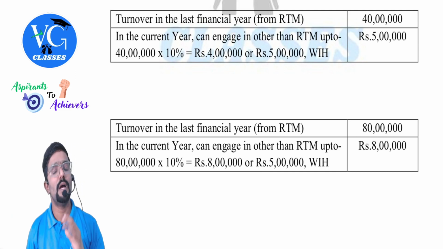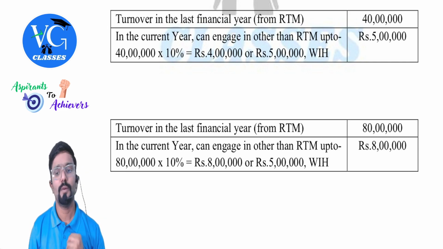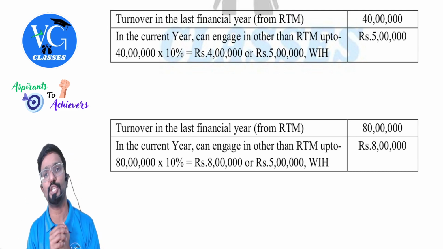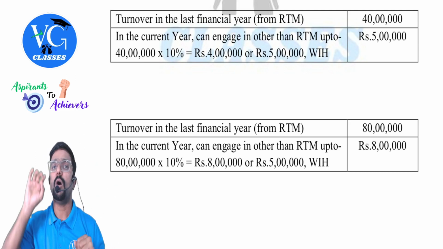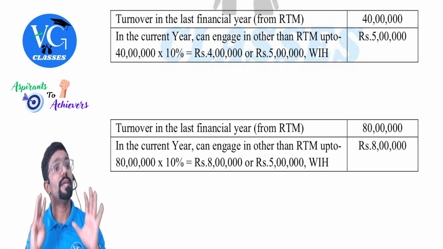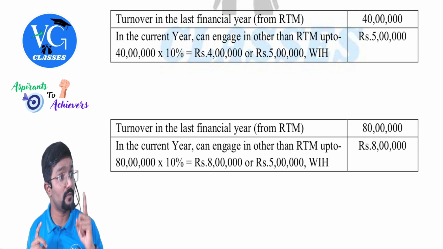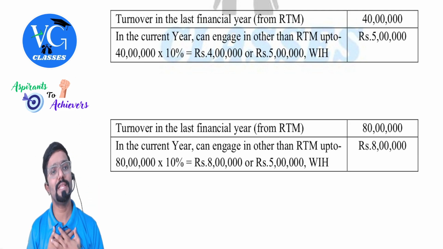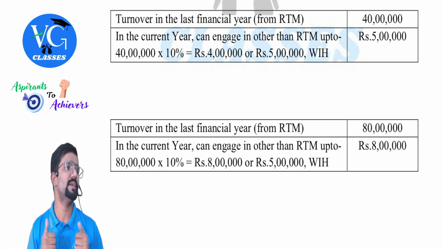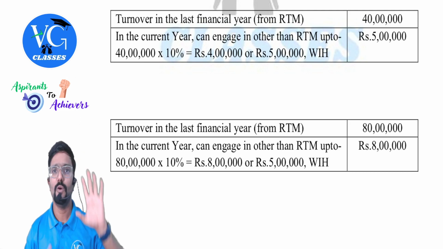One more example. Assume last year my turnover is 80 lakh from RTM. But in the current year, I want to start some marginal service. Can I start? Yes. Up to what amount can I provide that marginal service? 80 lakh into 10%, which comes to 8 lakh. Or 5 lakh, whichever is higher. 8 lakh. Higher, not lower. Please be careful. Higher. Minimum is 5 lakh. So can I provide in the current year marginal service up to 8 lakh? Yes, I can provide. Hope you understood.